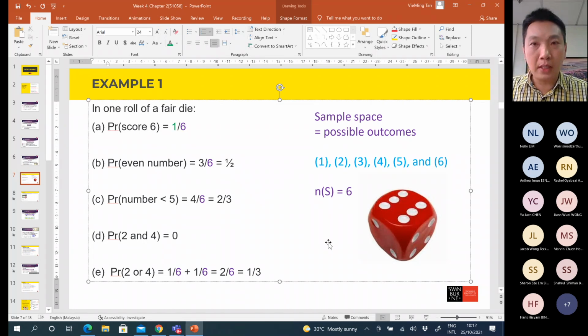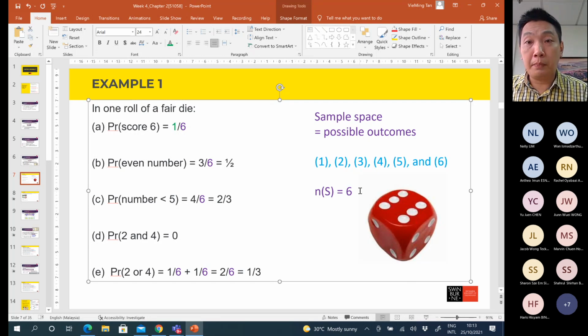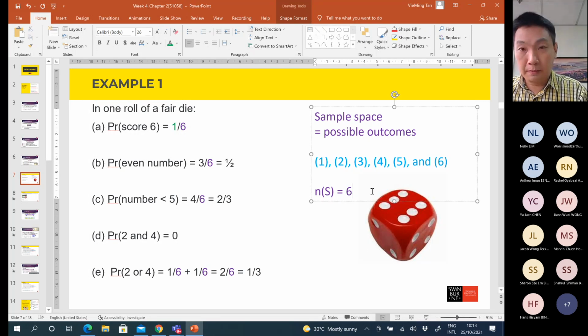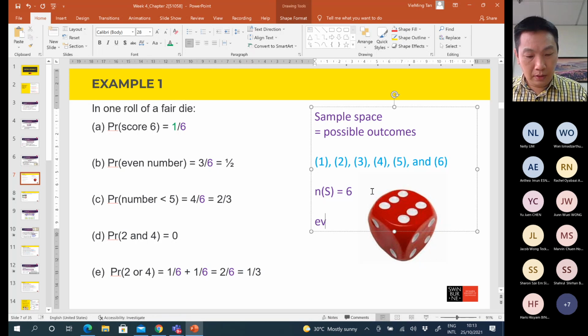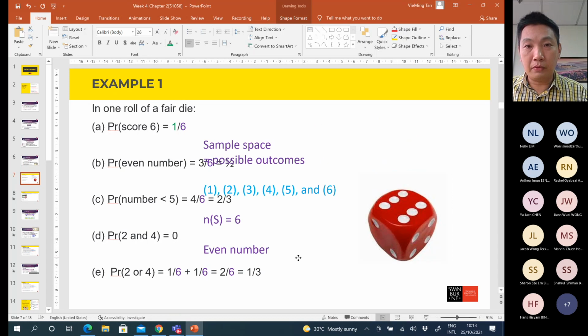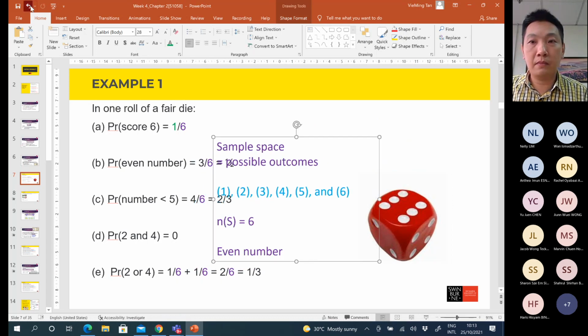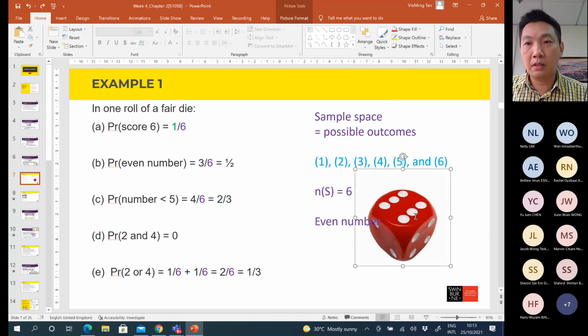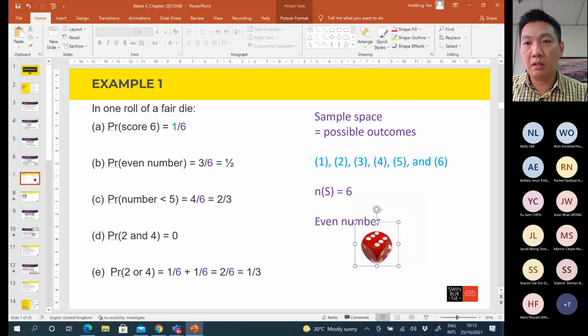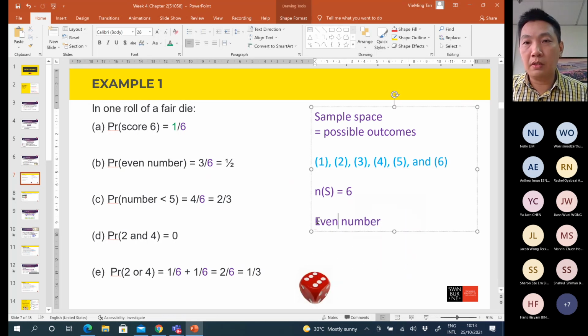So let me write down first the even numbers. I put them somewhere here. So I move to somewhere else. This I use green color.